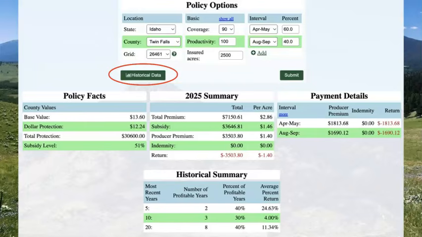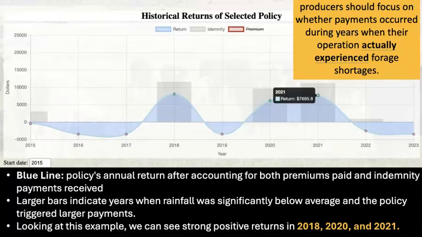Clicking into the historical data section, we will now look at how rainfall patterns have differed in past years, as well as the effect on indemnity payments. In the historical data section, you will find many different graphs. The first graph shows how the selected PRF policy would have performed historically in this specific rainfall grid. It allows producers to evaluate whether their chosen coverage intervals have historically responded to drought conditions.